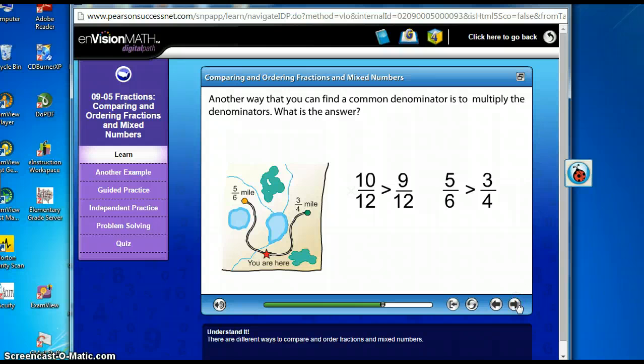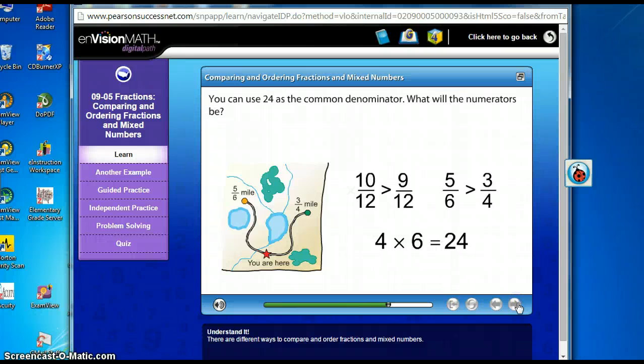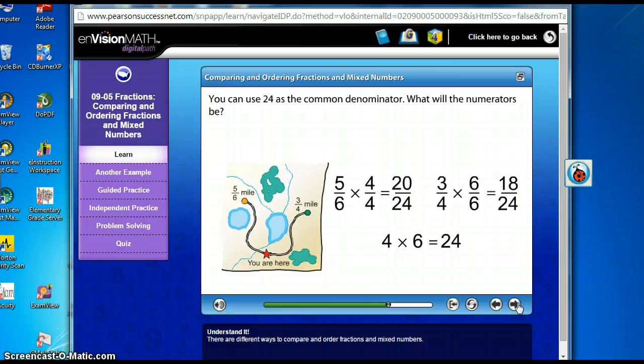Another way that you can find a common denominator is to multiply the denominators. What is the answer? You can use 24 as the common denominator. What will the numerators be? So here, they got a common denominator by taking 6 times 4 to get 24. They did that to the numerator and got 20. They did the same thing. They took 4 times 6 to get 24, did that to the numerator and got 18.